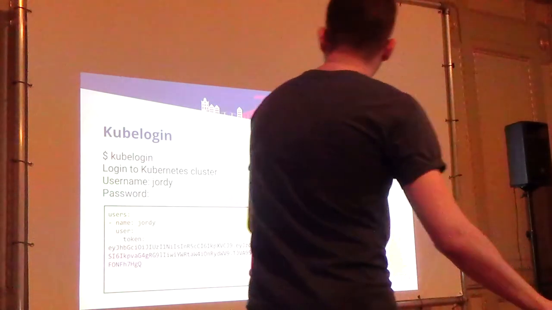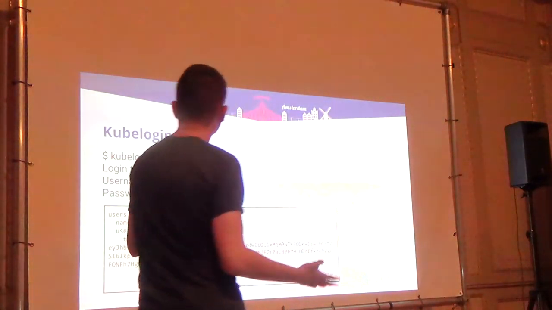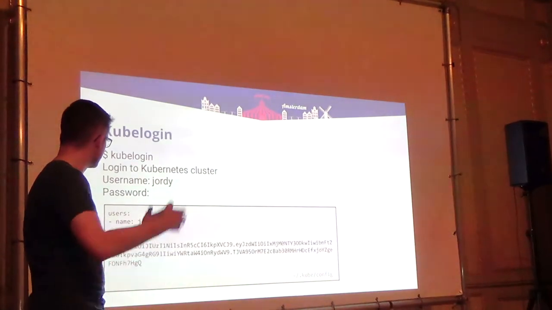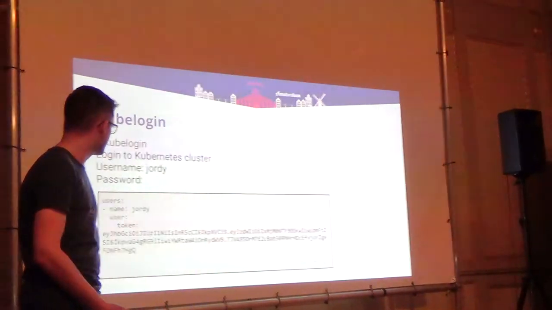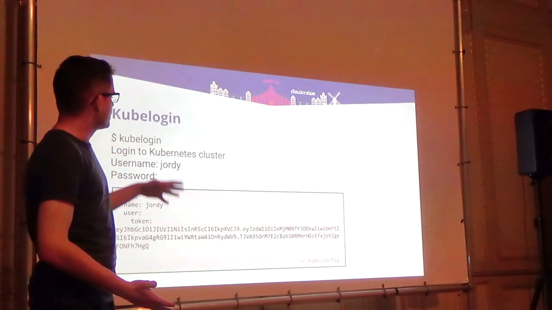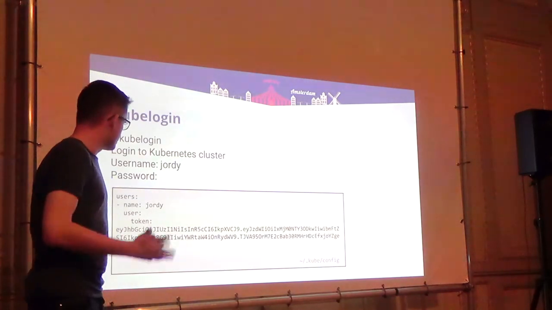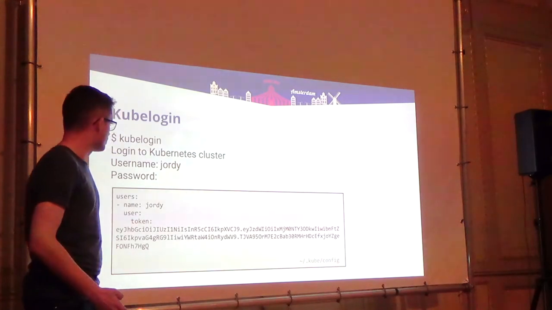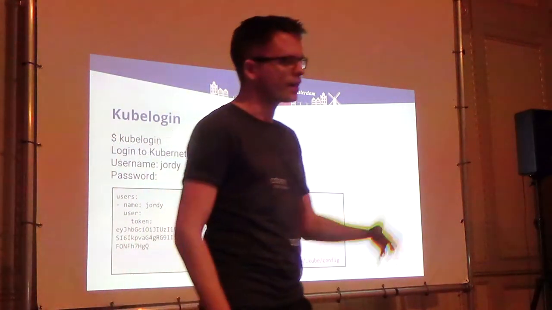So now our kubelogin looks like this. Basically, you have your command line, say kubelogin, it says login to Kubernetes. You type in your username, type in your password, and you get a file that looks like this. So it's like a longer token. It's split up in three sections, as you can see with the dots. It's just a JSON Web Token format.